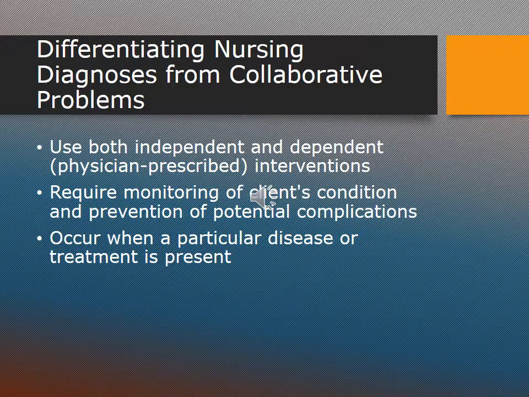So collaborative problems are complications from a disease, test, or treatment that nurses cannot treat independently. So anytime you're working together with a physician or a healthcare provider, if a problem needs medication to resolve, the nurse cannot prescribe medication, so it's collaborative. So anytime you are implementing an intervention that you need an order to implement, we term that a collaborative problem.